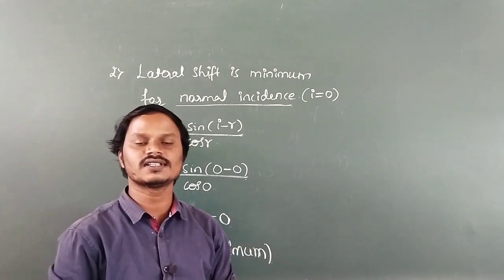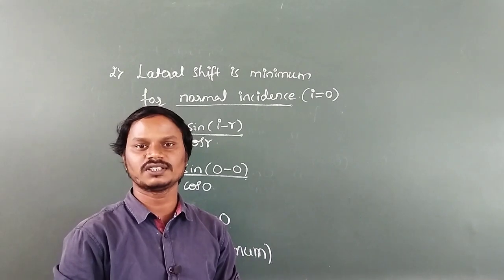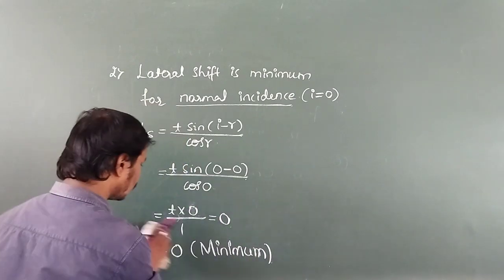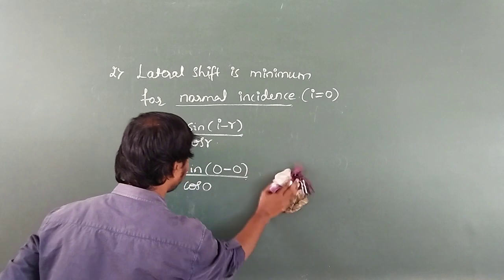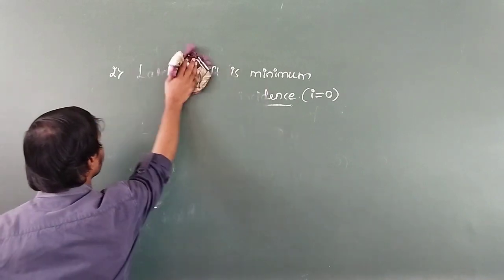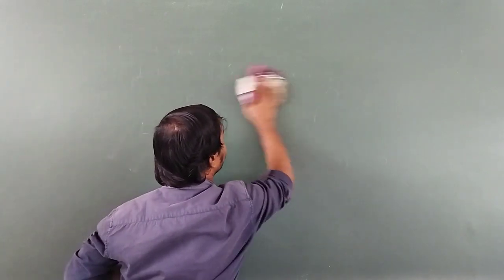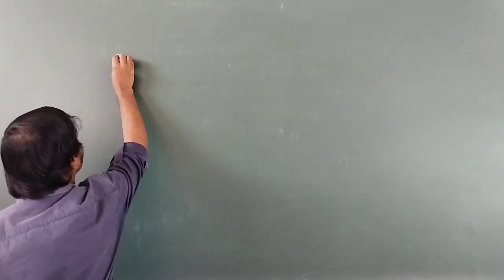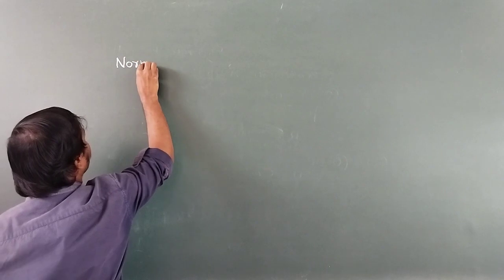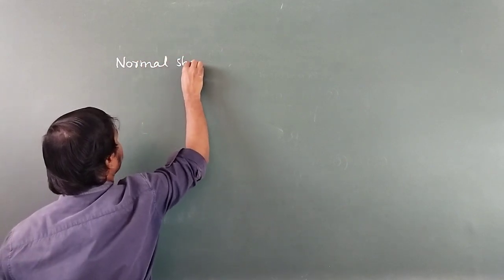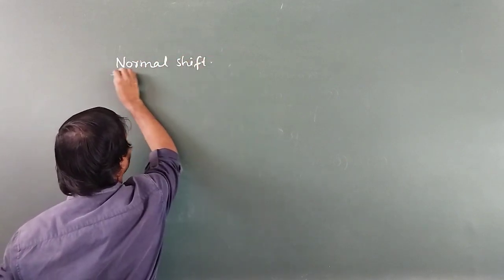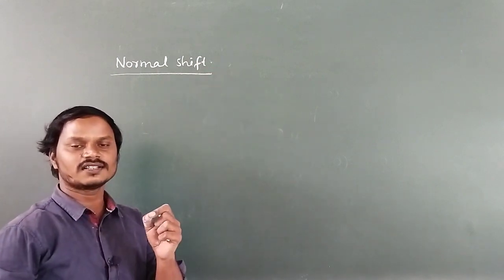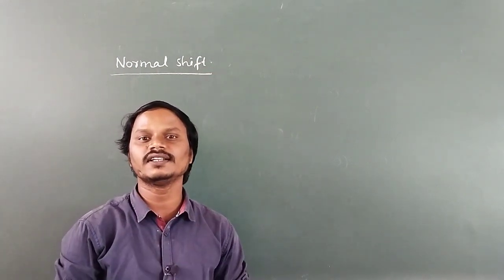Now let us discuss another consequence of refraction of light, that is normal shift. Normal shift. So what is normal shift? See here. Let us consider there is an object at the bottom of the tank containing water.